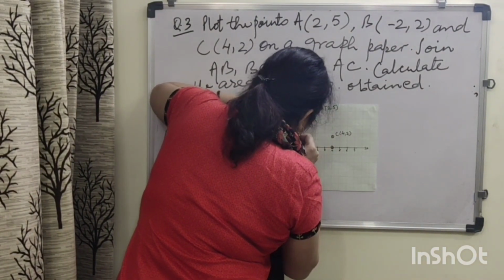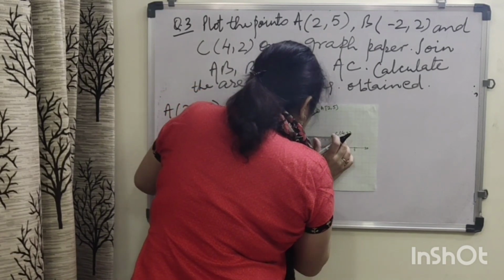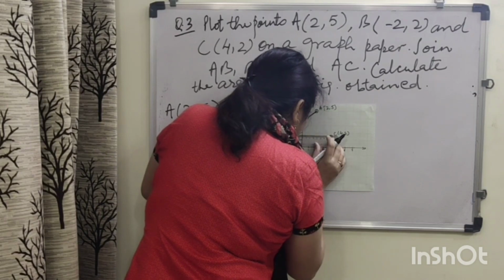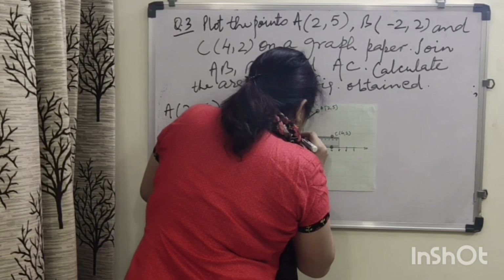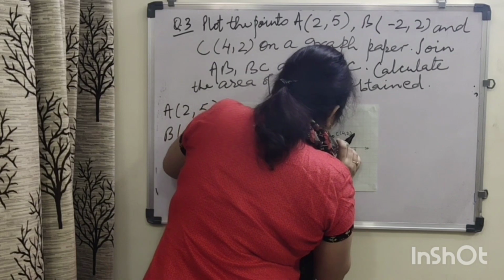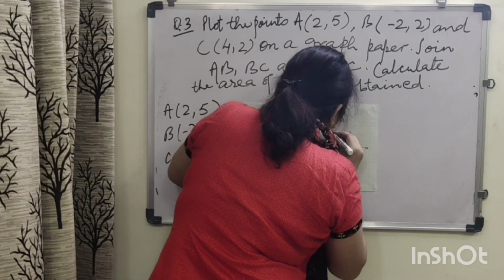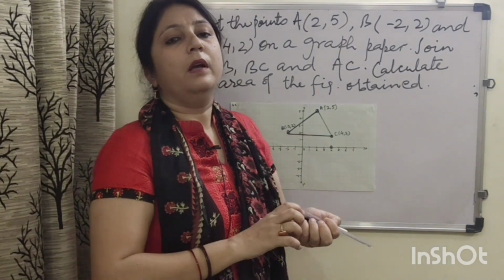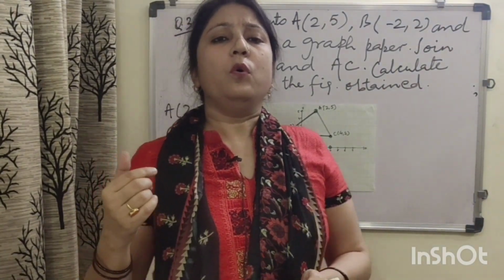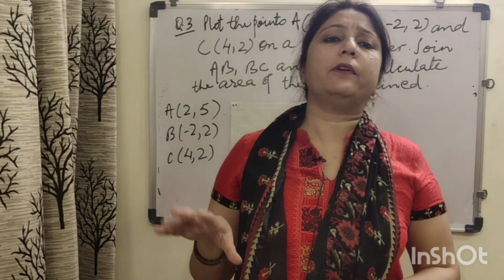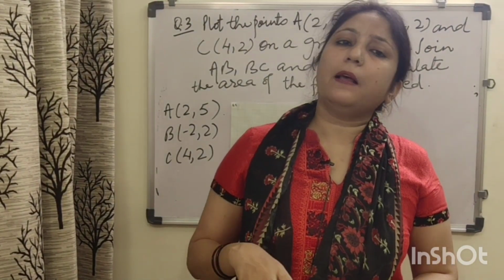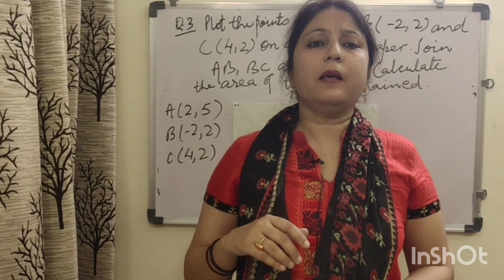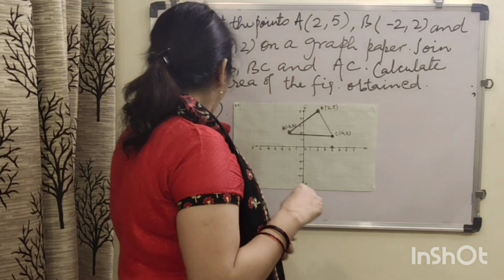Join A to B, B to C, and C to A. Here we have obtained a triangle. Children, you know what is the area of triangle? That is half base into height.